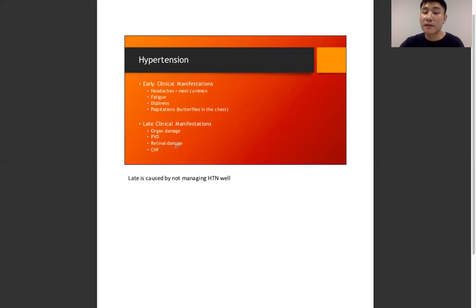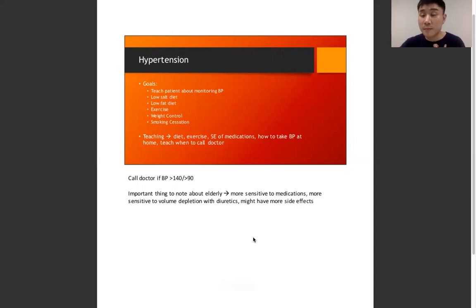But these are some of the late clinical manifestations that hypertension, high blood pressure, can lead to. Late is caused by not managing hypertension well. They usually say high blood pressure is the silent killer.